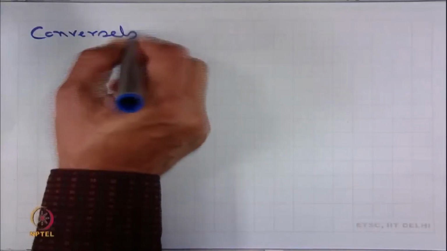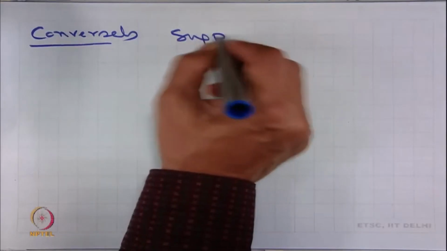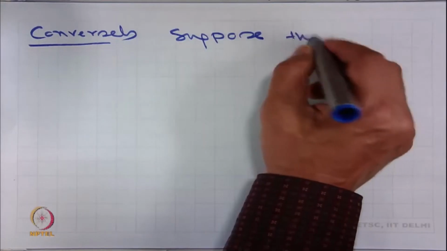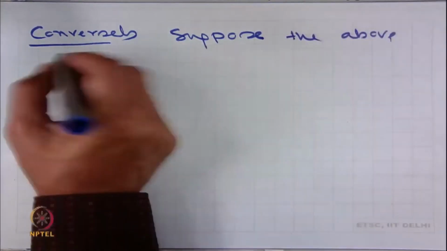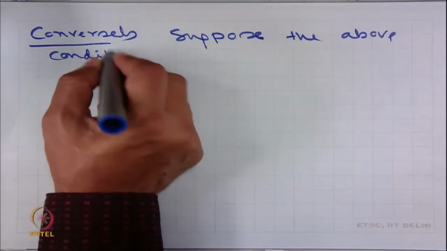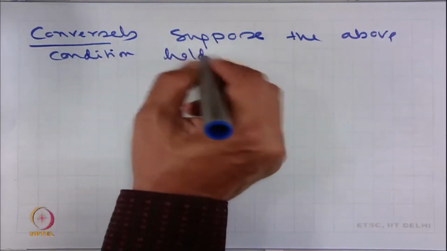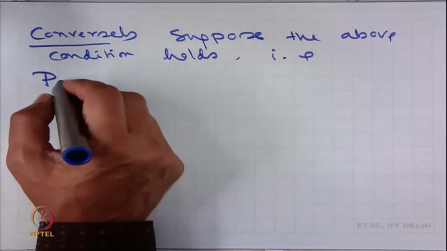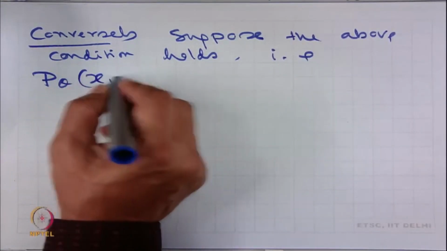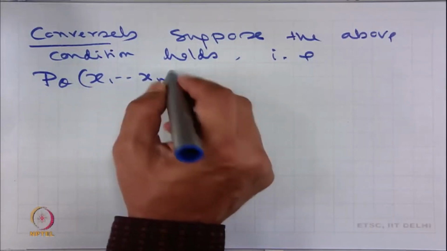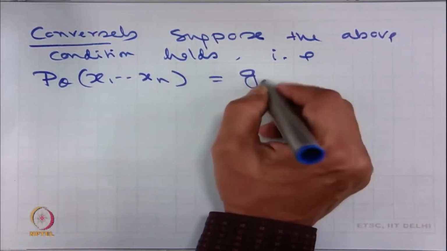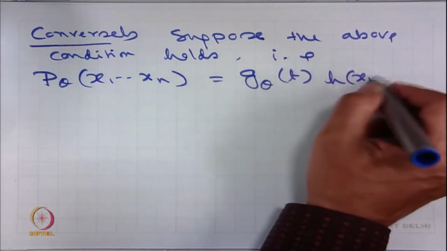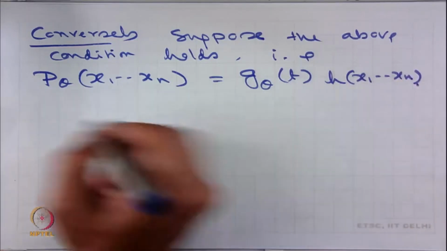Conversely, suppose the above condition holds, that is P theta of x1, x2, xn is equal to g theta of t into h of x1, x2, xn.